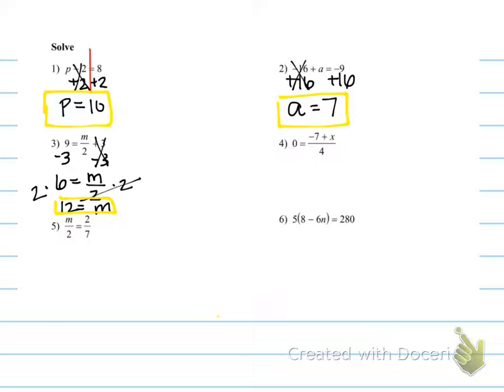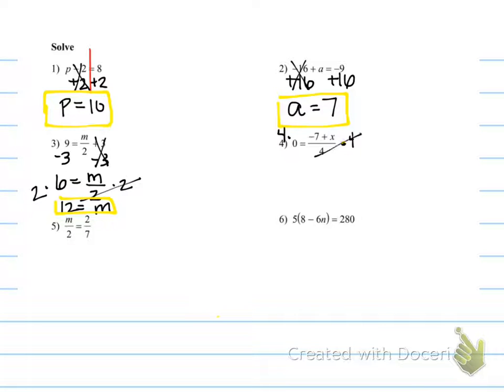Alright, on to number 4. Notice that one's different than number 3 because the fraction is dividing all of it. The first step is to get rid of that denominator. Because we're dividing by 4, the opposite is to multiply. So we're going to multiply each side by 4. So times 4, times 4.